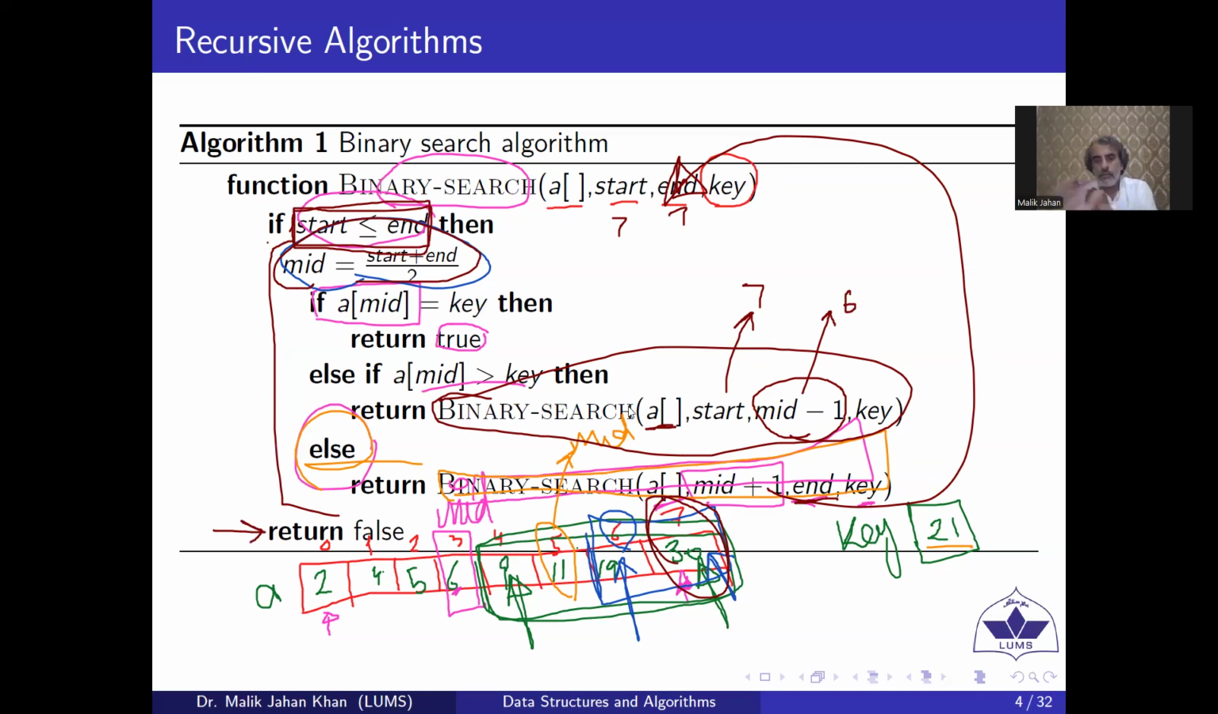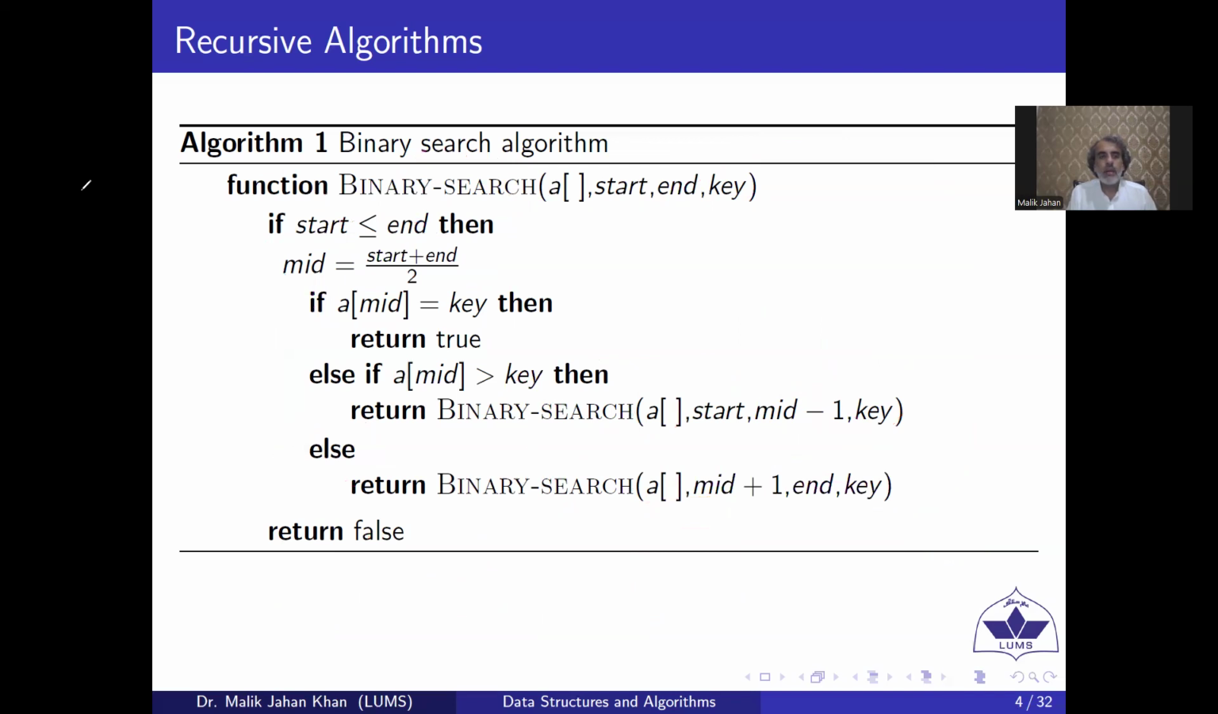Now, if you have observed closely what I have been doing on the screen with different colors, there are many elements which we never compared during our computations. Some of the elements have been compared, some have been skipped. That means that in order to decide whether 21 is there in a sorted array, we can skip some of the elements. So that takes us to the point: what should be the computational complexity?